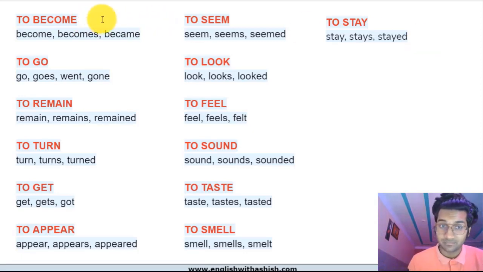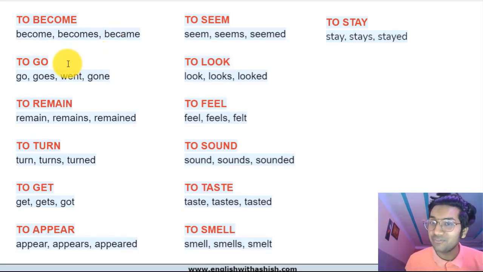These are become, right? To become form: become, became, become, right? All the tenses. Go, it's not the action verb go, right? Go, it's a different verb, right? So don't get confused. We'll take an example of this verb go as a linking verb. Remain, turn, get, appear, seem, look, feel, sound, taste, smell, stay.